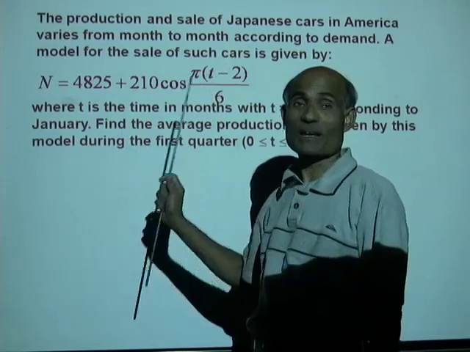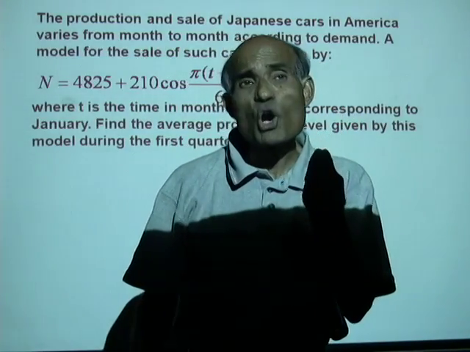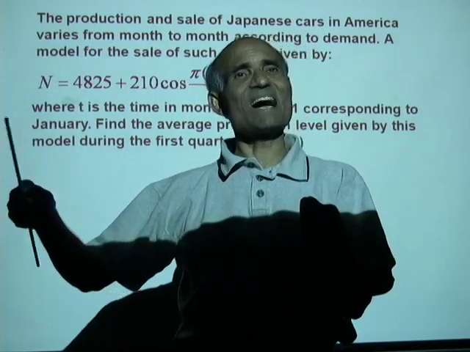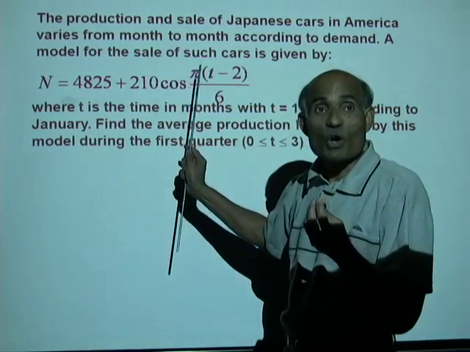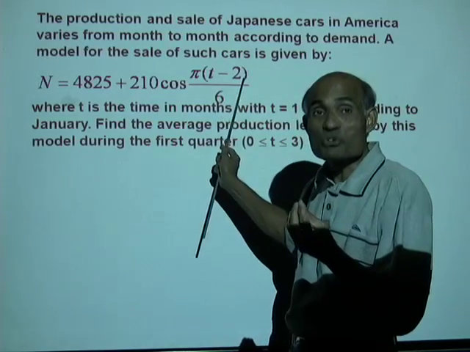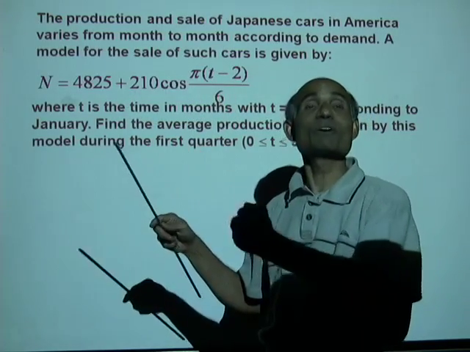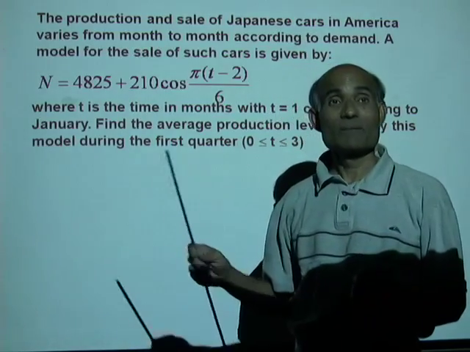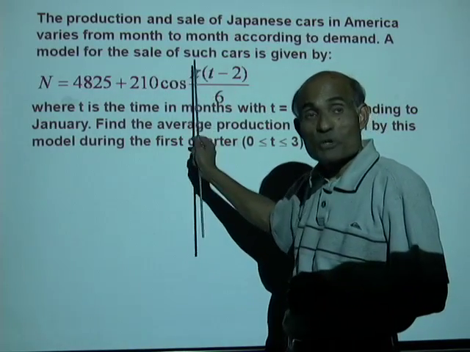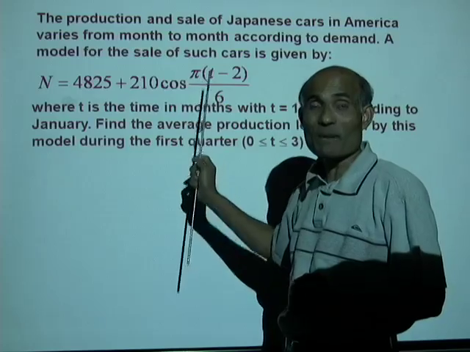Now you must understand, if integral of cos t is sine t, the integral of cos of t minus 2 will be sine of t minus 2. There will be no change there. But this t minus 2 is multiplied by pi by 6.